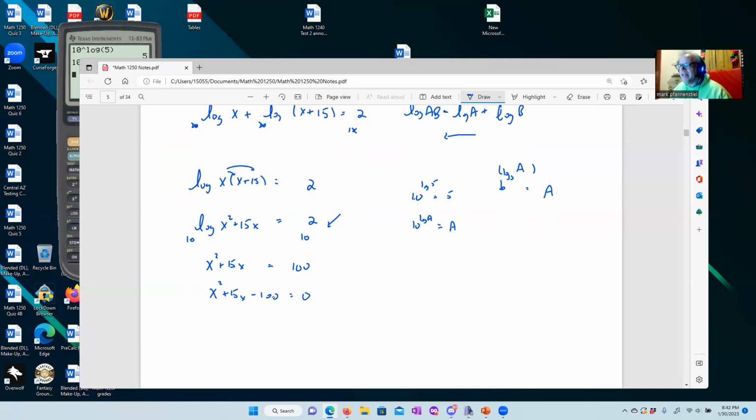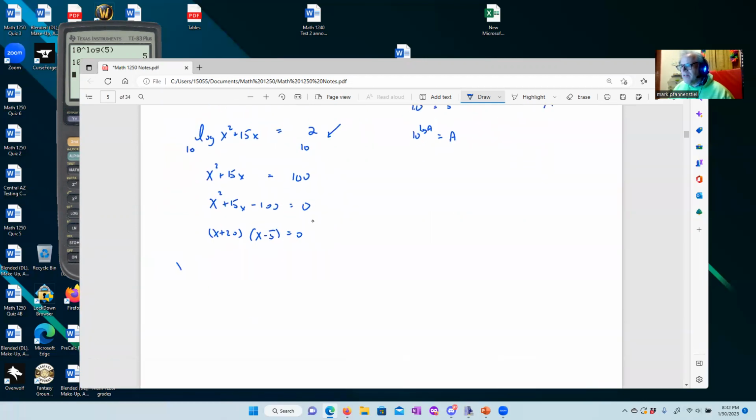Then we go ahead and factor this, and that looks like it's going to be x plus 20 times x minus 5. Then we can break this apart and say something clever like x plus 20 equals 0, x minus 5 equals 0. So we have x equals 5 or x equals negative 20. Okay, so here's my answer.